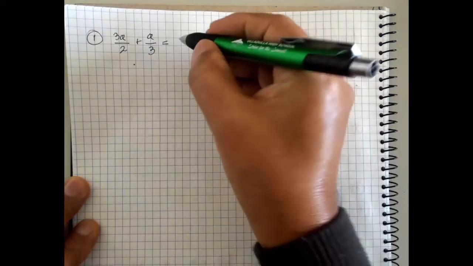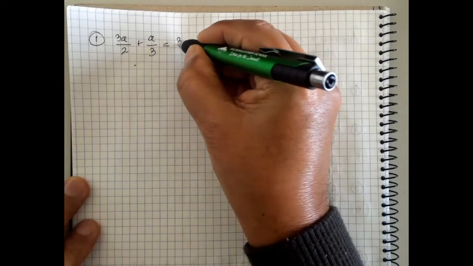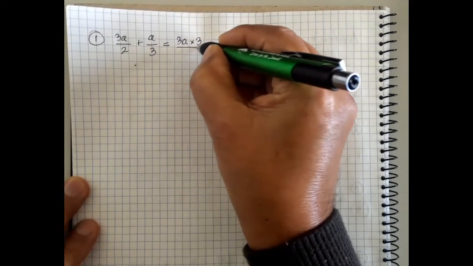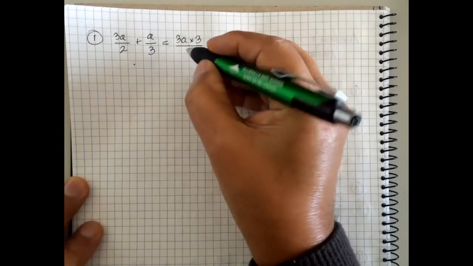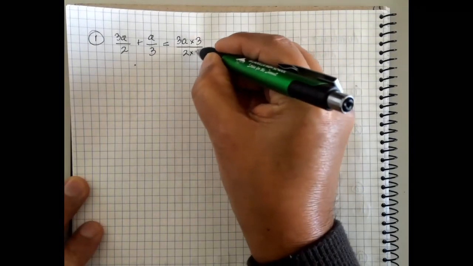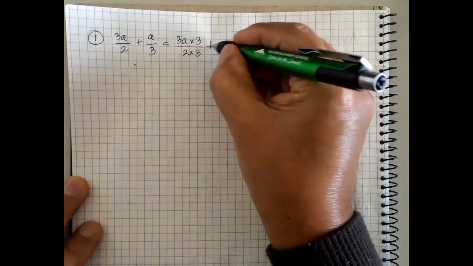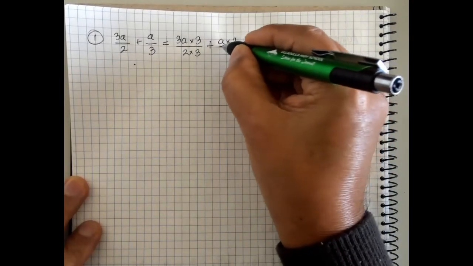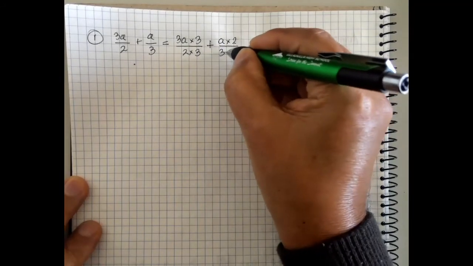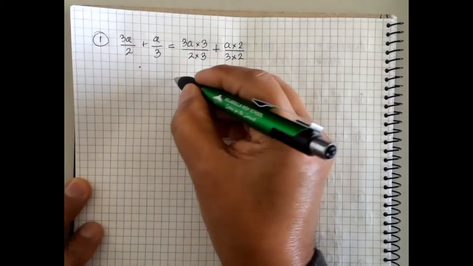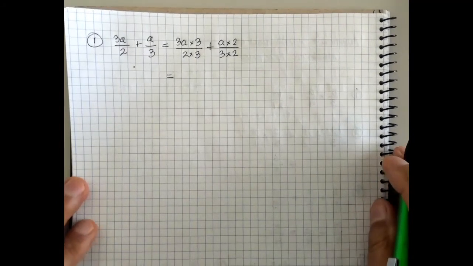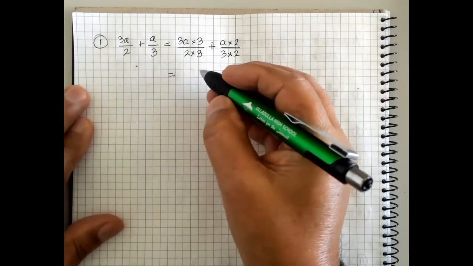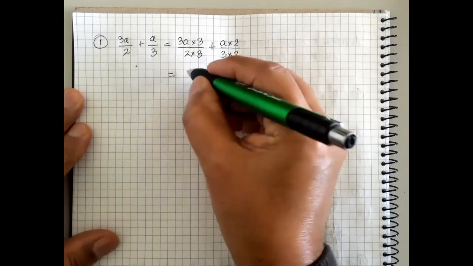Okay, let's do that. So in here we're going to have 3a multiplied by 3, and then 2 multiplied by 3, and then add a multiplied by 2, and then 3 multiplied by 2. If you do that, then you're going to have the same denominator. And then we're going to have 3 times 3, which is 9a.